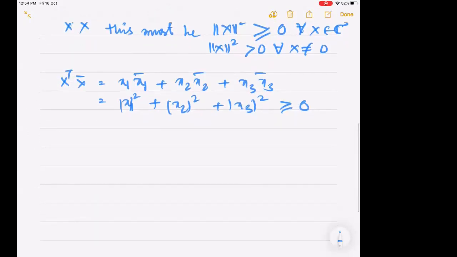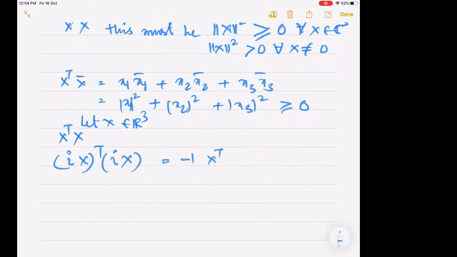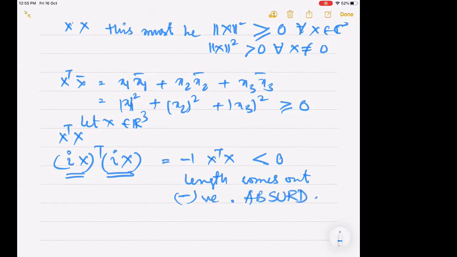If instead I had only X transpose X without the complex conjugate, then suppose X is a real vector. Let X be a real vector, and I just do this. Then over complex numbers, I can consider this as well, and this would give me -1 times X transpose X. X transpose X being greater than 0, this has to be less than 0. But that's a problem over complex numbers, because this is a legitimate complex vector, and this is also a legitimate complex vector. If I define the dot product without taking the bar, then the length comes out negative, which is absurd. And therefore, over complex numbers, we define the dot product with the complex conjugate.